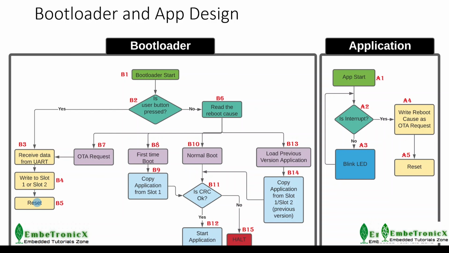There are some situations when the user wants to go back to the previous version of the application, like when the user is facing some problem with the current latest application and he wants to downgrade. At that time, it copies the application from slot 1 or slot 2, whichever has the old version, and does the same process. We may add some features or corrections to this logic while implementing the bootloader.